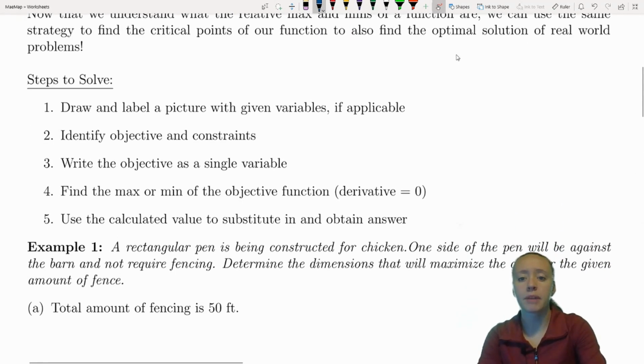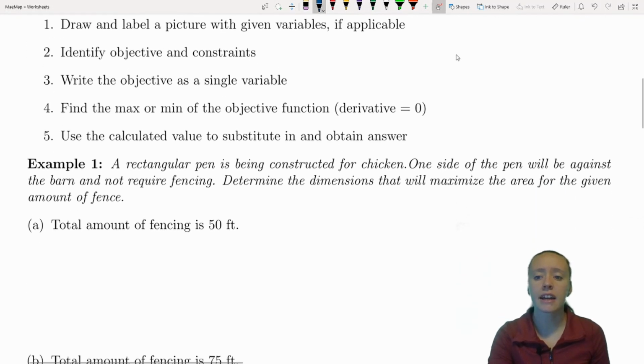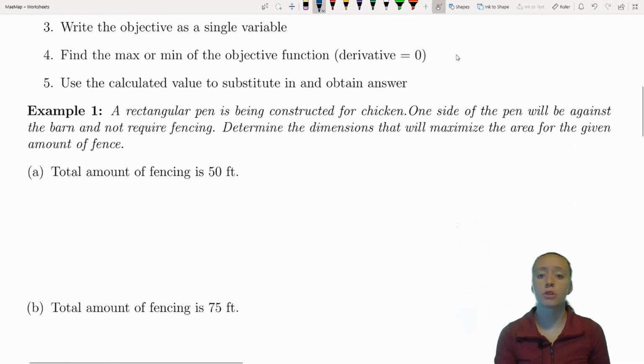So in example 1, it says a rectangular pen is being constructed for chickens. One side of the pen will be against the barn and not require any fencing. We're going to determine the dimensions that will maximize the area for the given amount of fence. So it looks like there's a part A and a part B. One of them, the total amount of fence we're allowed to use is 50 feet, and the other, the total amount is 75 feet. But the picture is roughly going to be the same for each. It's just the constraint that's going to be changing.